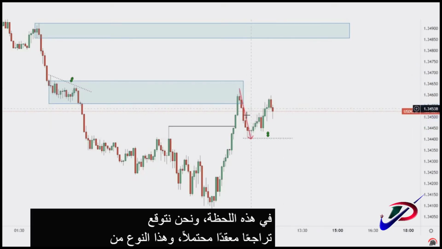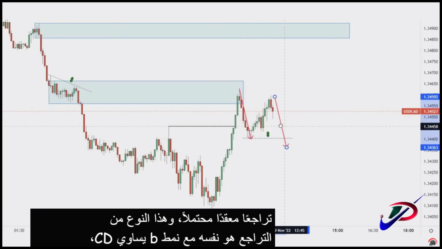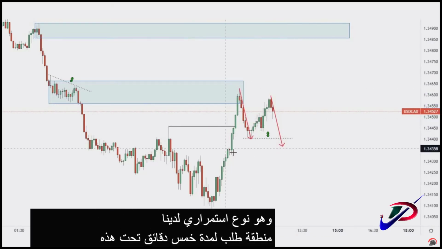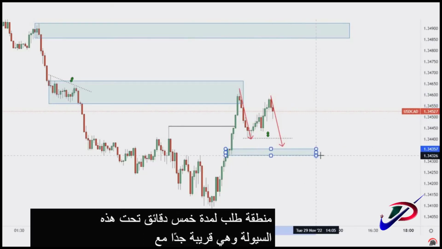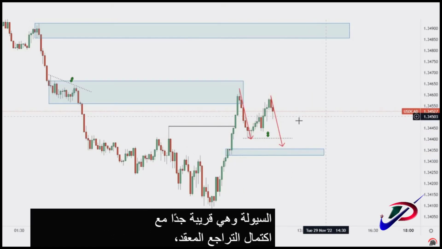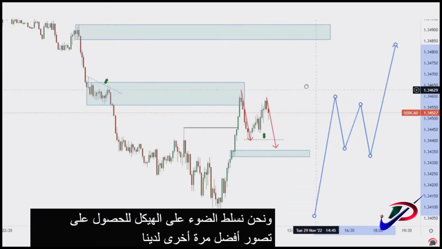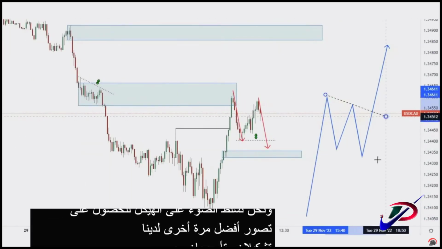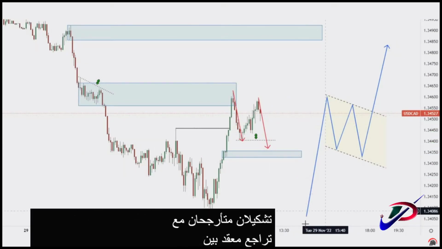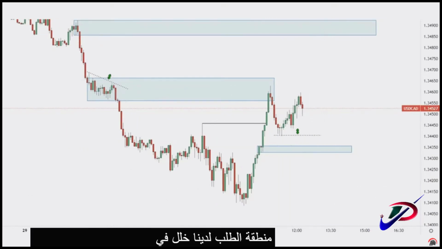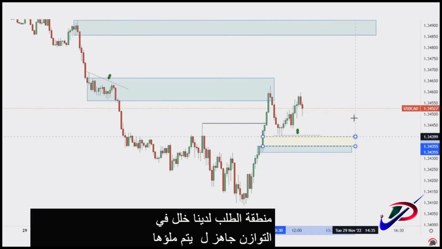This type of pullback is the same as a B equals CD pattern, a continuation type. We have a 5-minute demand zone below this liquidity that is very close to the completion of the complex pullback. We are highlighting the structure for a better visualization. Once again, we have two swing formations with a complex pullback between. Above the demand zone we have an imbalance ready to be filled by the price.